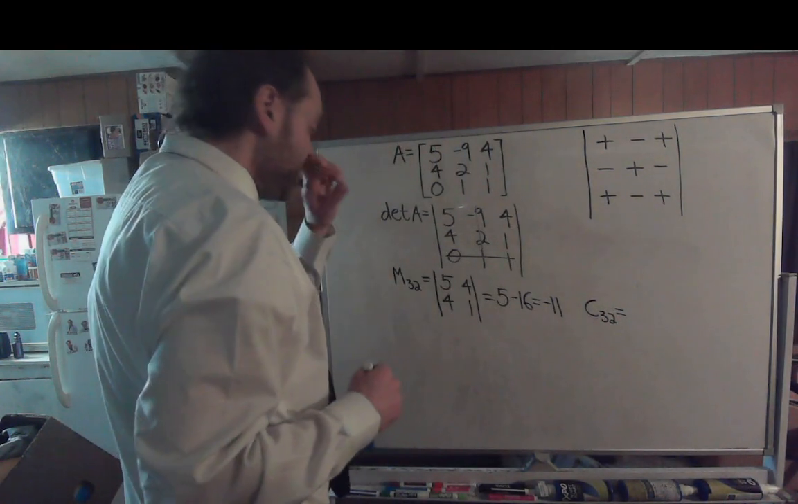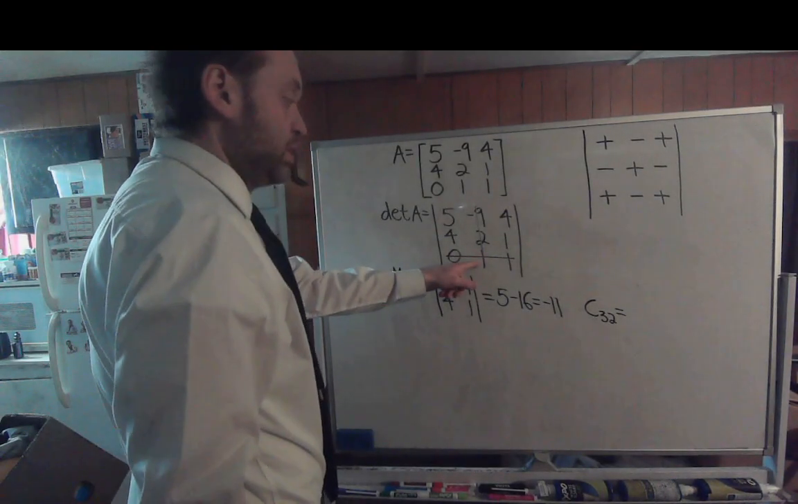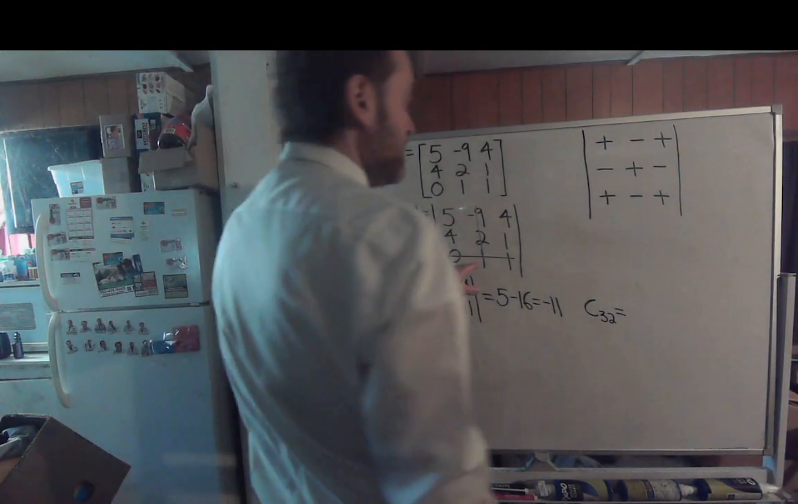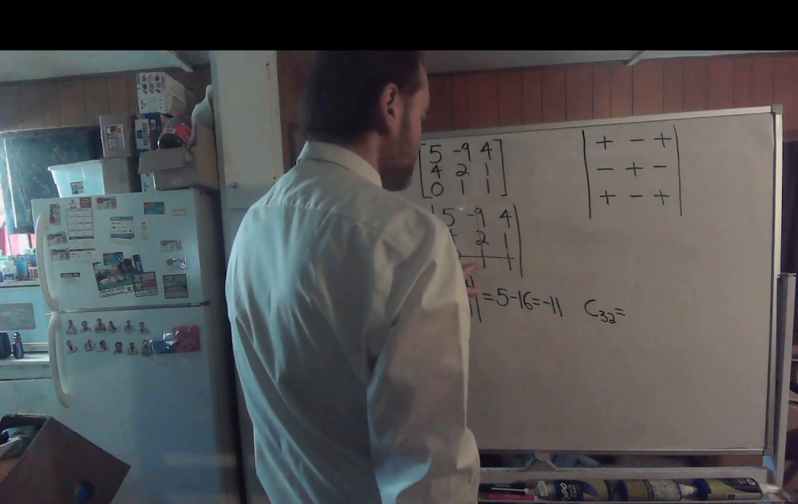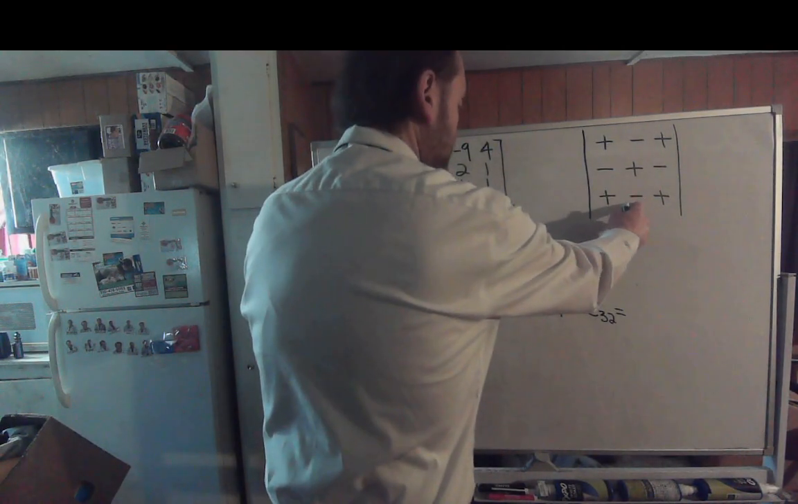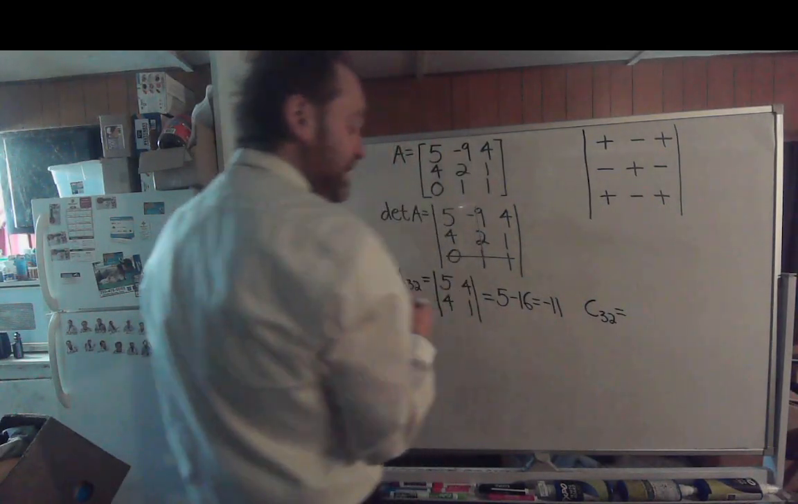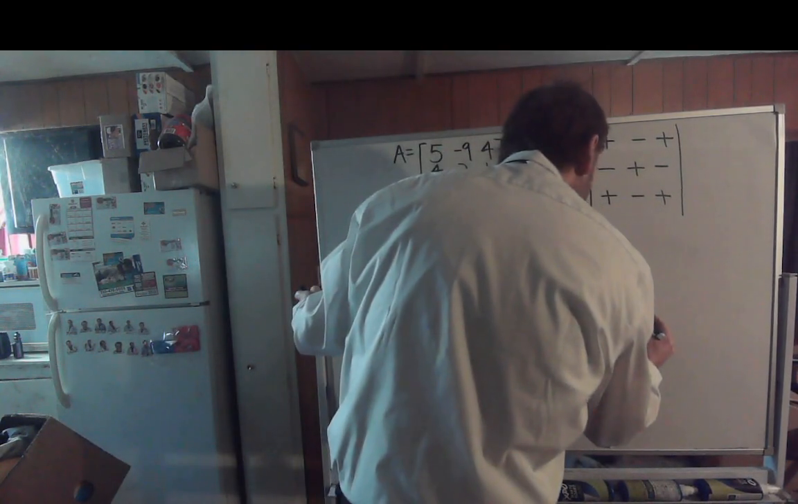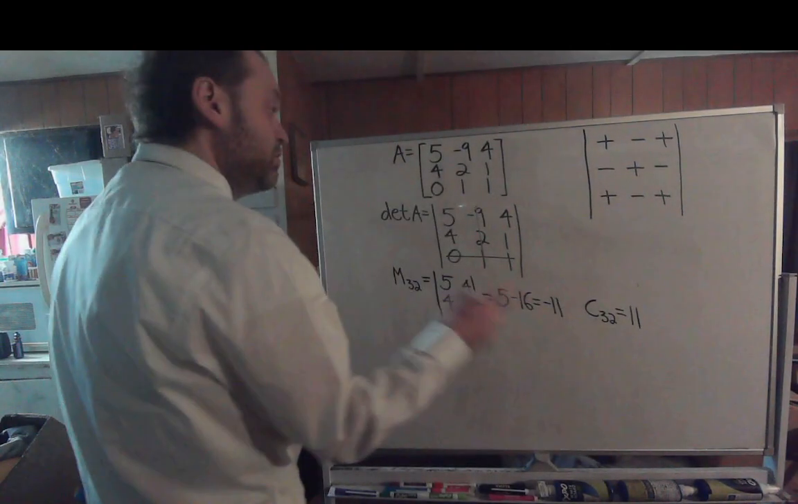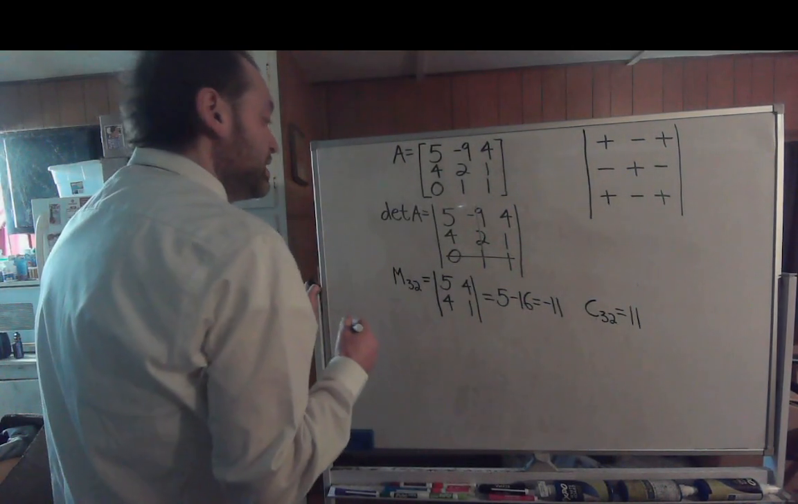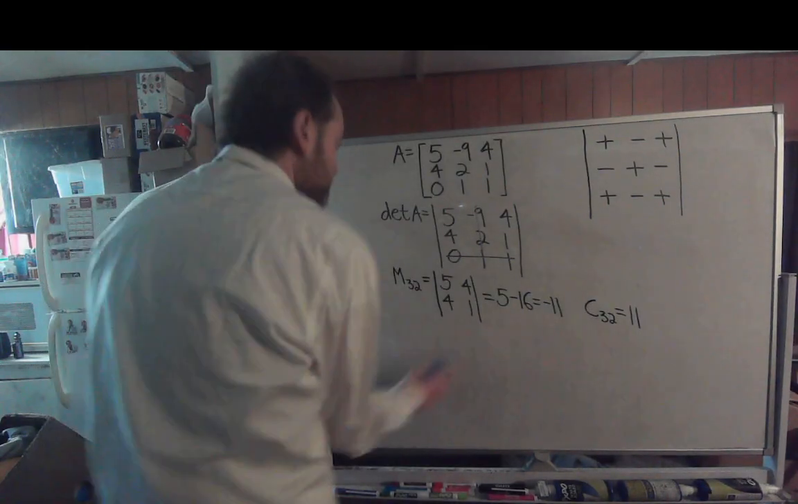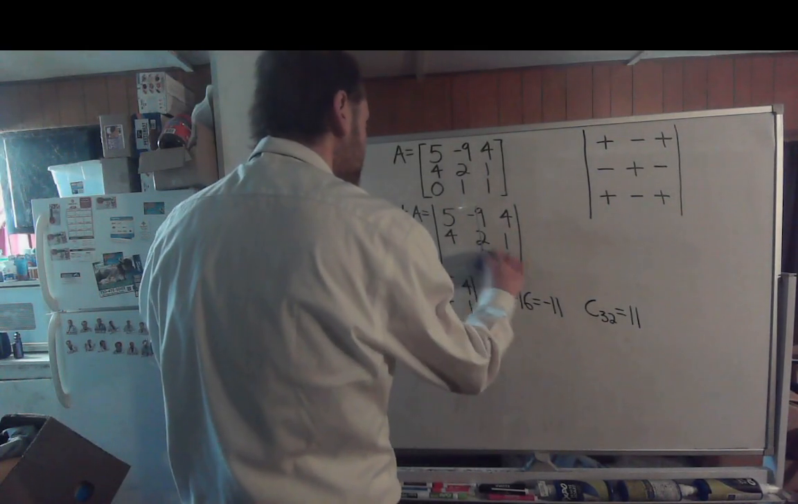Now, to find cofactor 3, 2, which is really what we need here, take the sign of where the location was of the coefficient you used. According to the sign matrix, we need to negate this minor. So negative 11 would actually be positive 11. That's cofactor 3, 2. Now let me rebuild this determinant here.